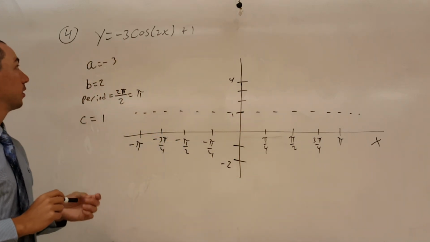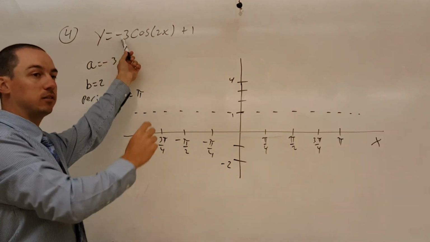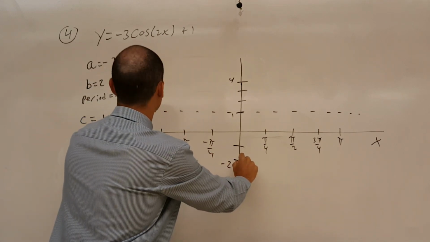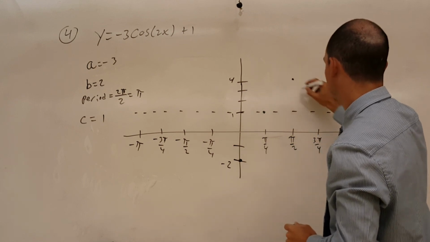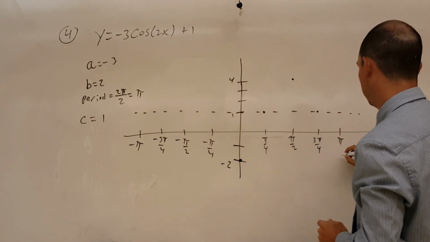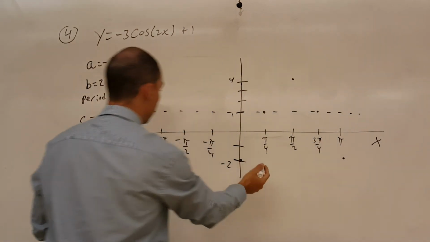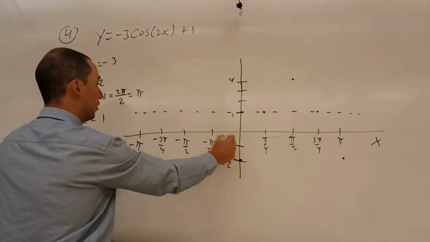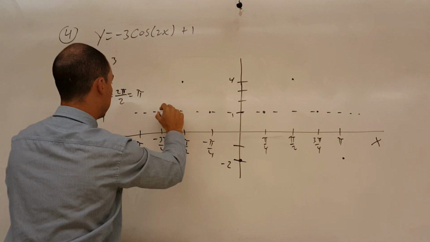Okay. Cosine usually starts at its maximum value, but we've been reflected, so it's going to start at its minimum value, -2. Back to the midline, to the max, to the midline, to the min. And let's go negative direction. So it's the same pattern but going left. So I'm at the min, the midline, the max, the midline, the min.